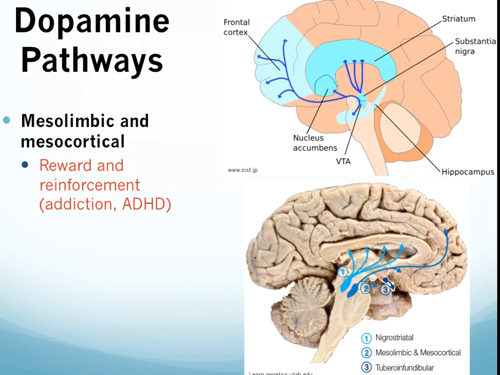And it's not just dopamine, okay? There's actually a whole bunch of different neurotransmitters that are released, but this is the one area that's sort of known for that and converges as such.